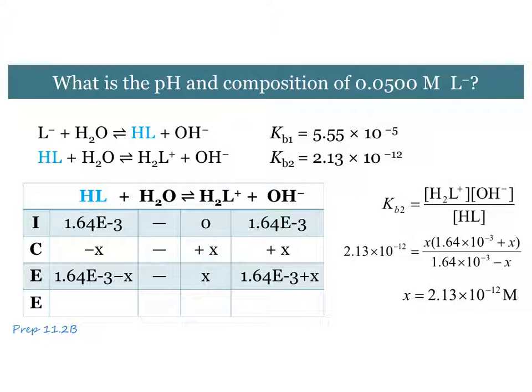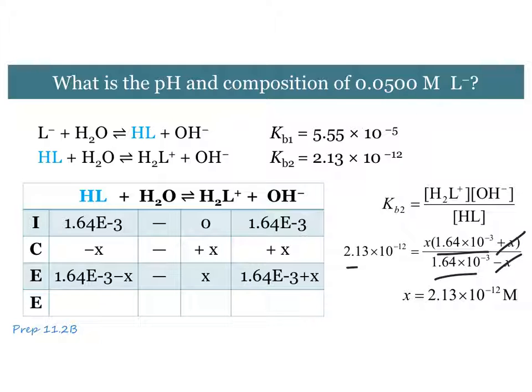Here we've got our initial concentrations filled in from the last ice table. We've noted the change and the equilibrium expressions, which we've dropped into Kb2. A quick inspection of this expression reveals that, again, we have the ability to say x is small because 10 to the negative third concentrations are much larger than our 10 to the negative 12th K value.